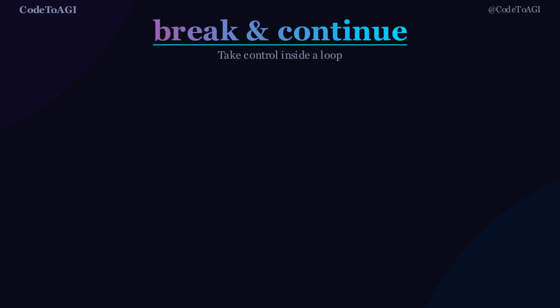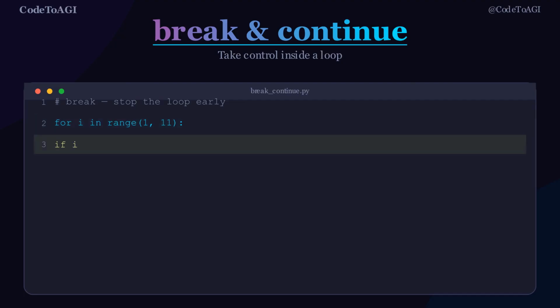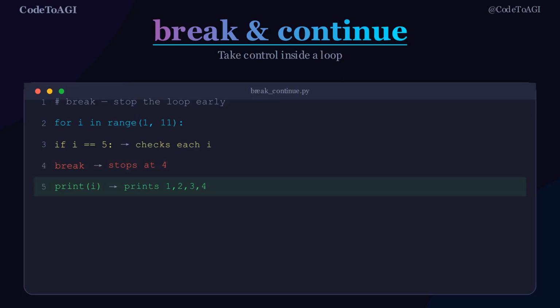Sometimes you need more control inside a loop. 2 keywords give you that control. Break stops the loop immediately. Continue skips the rest of the current iteration and goes to the next. Look at the break example. We loop through numbers 1 to 10. When i equals 5, we break. The loop stops. Only 1 to 4 is printed.